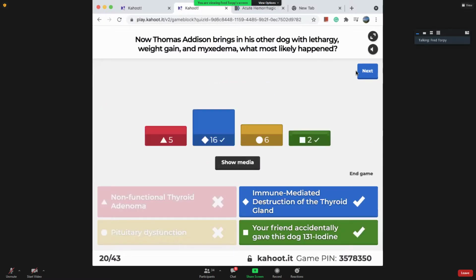All right, good job, you guys. A couple of you caught on. If somebody gave this dog too much I-131, that totally could cause hypothyroidism. That usually doesn't happen, but the most common cause is going to be immune-mediated destruction of the thyroid gland. That's the most common reason by a good margin for why dogs get this.